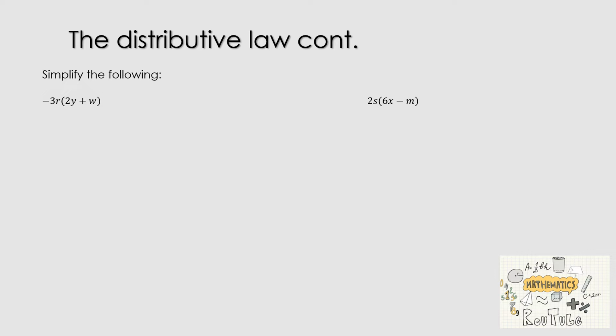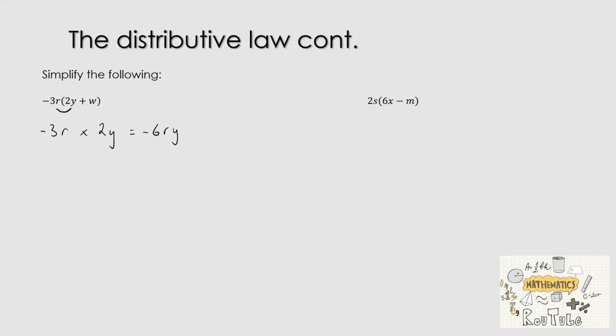Okay, let's have some more practice with the distributive law. Now let's add some coefficients, which are the whole numbers in front of the variables. Here we've got negative 3r outside the bracket and then 2y plus w inside the bracket. The first thing we're going to do is negative 3r multiplied by 2y. We're going to multiply the coefficients first, so negative 3 times 2 should be negative 6, and then the y just stays as it is. We can't join those together.